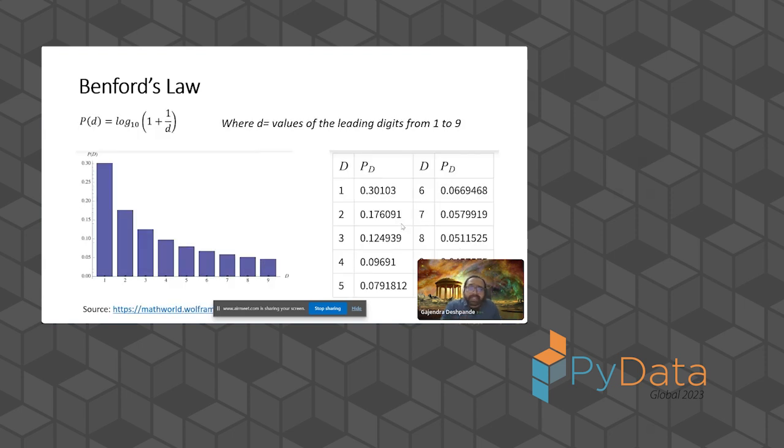In this table, you can see it is clearly mentioned for each digit what is the probability of occurrence. For digit 1, it is 30%. For 2, it is more than 17%. For 3, it is more than 12%. For 4, it is more than 9%, and so on. And this is the formula: P(D) = log to the base 10 of (1 + 1/D), where D is the value of the leading digit from 1 to 9. And whatever graph you are seeing here, this is the expected graph.